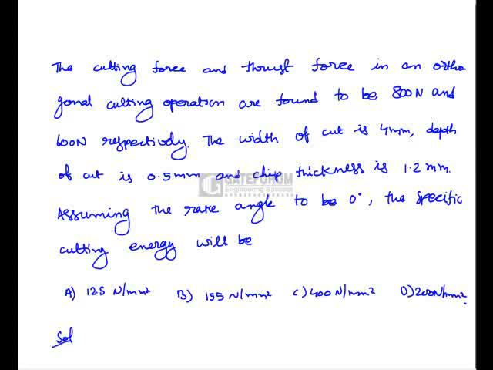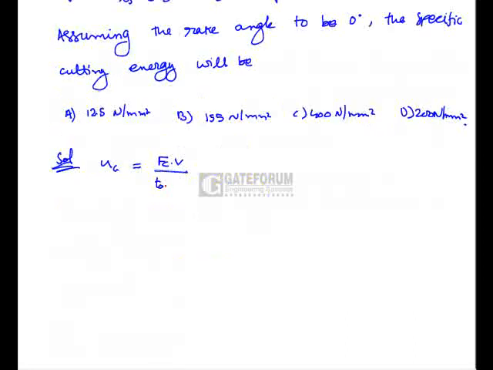So here the specific cutting energy, let us say u suffix c, is equal to the cutting energy required, which is cutting force into velocity, per unit volume, that is thickness of the chip and width of the chip and velocity. So which gives uc is equal to Fc by t0 b0, where t0 and b0 are thickness and width of the chip, is equal to 800 by 4 into 0.5, which is equal to 400 Newton per mm square. So in the options, the right option is C.